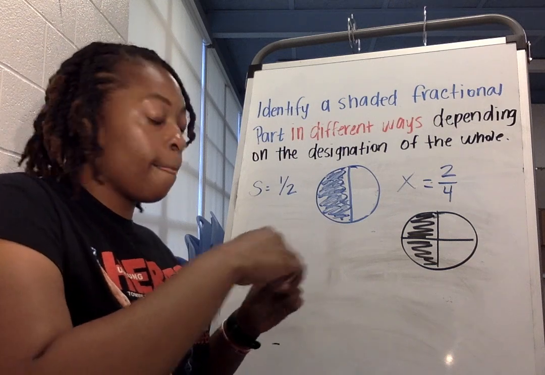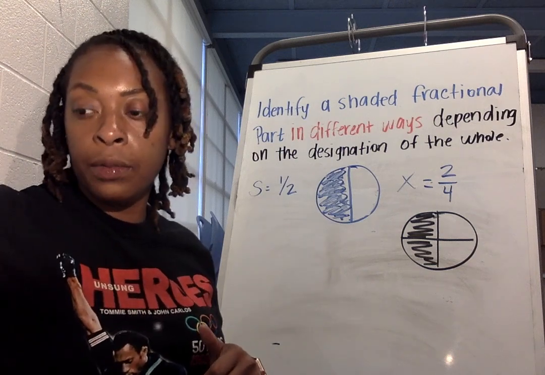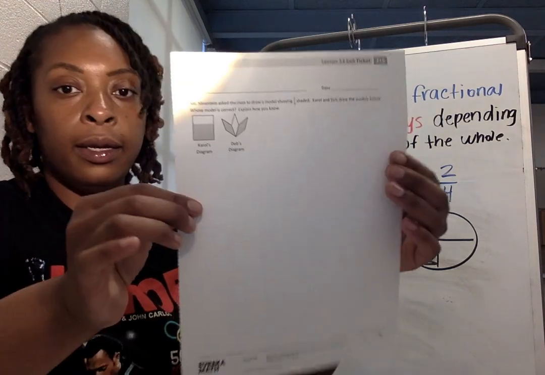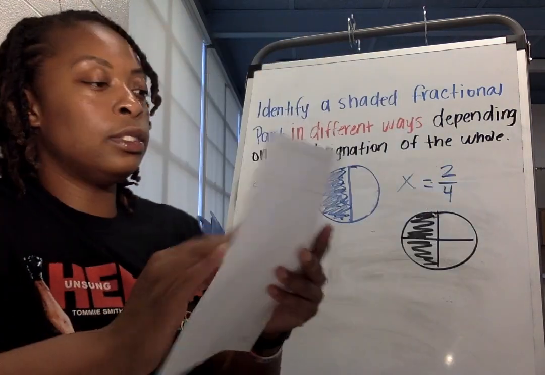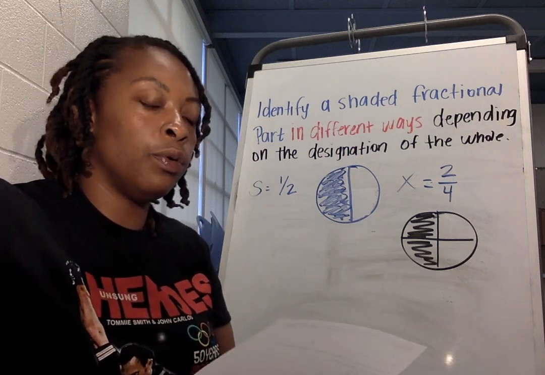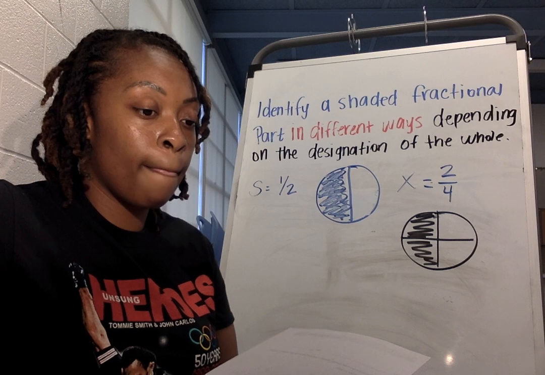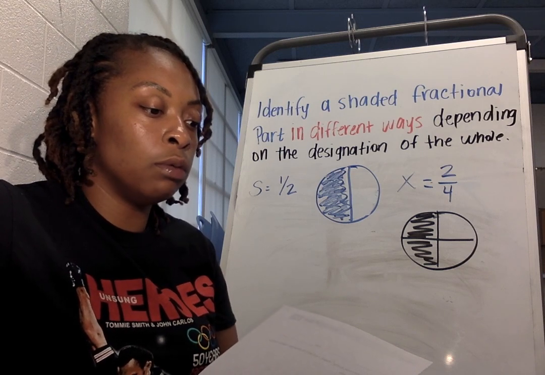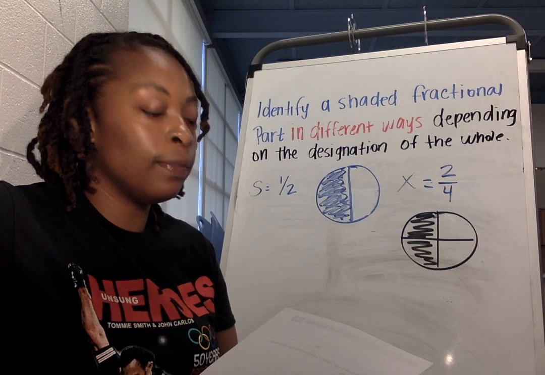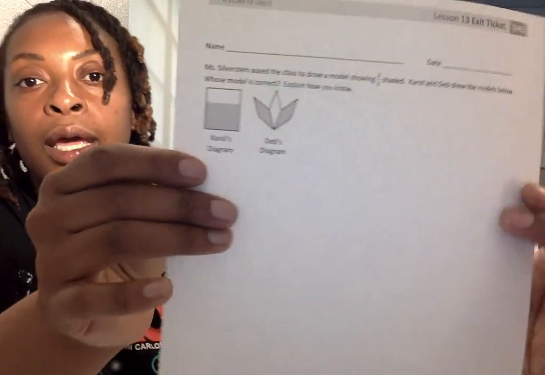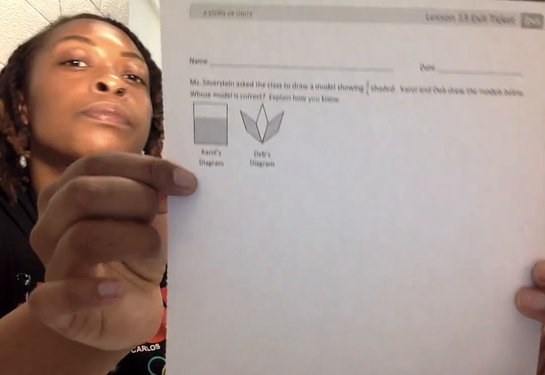Okay, so for your exit ticket, don't get tricked. This is what your exit ticket looks like. It says Miss Silverstein asked the class to draw a model showing 2/3 shaded. Carol and Deb drew the models below. Whose model is correct? Explain how you know. Don't get tricked. Look at the models very carefully.